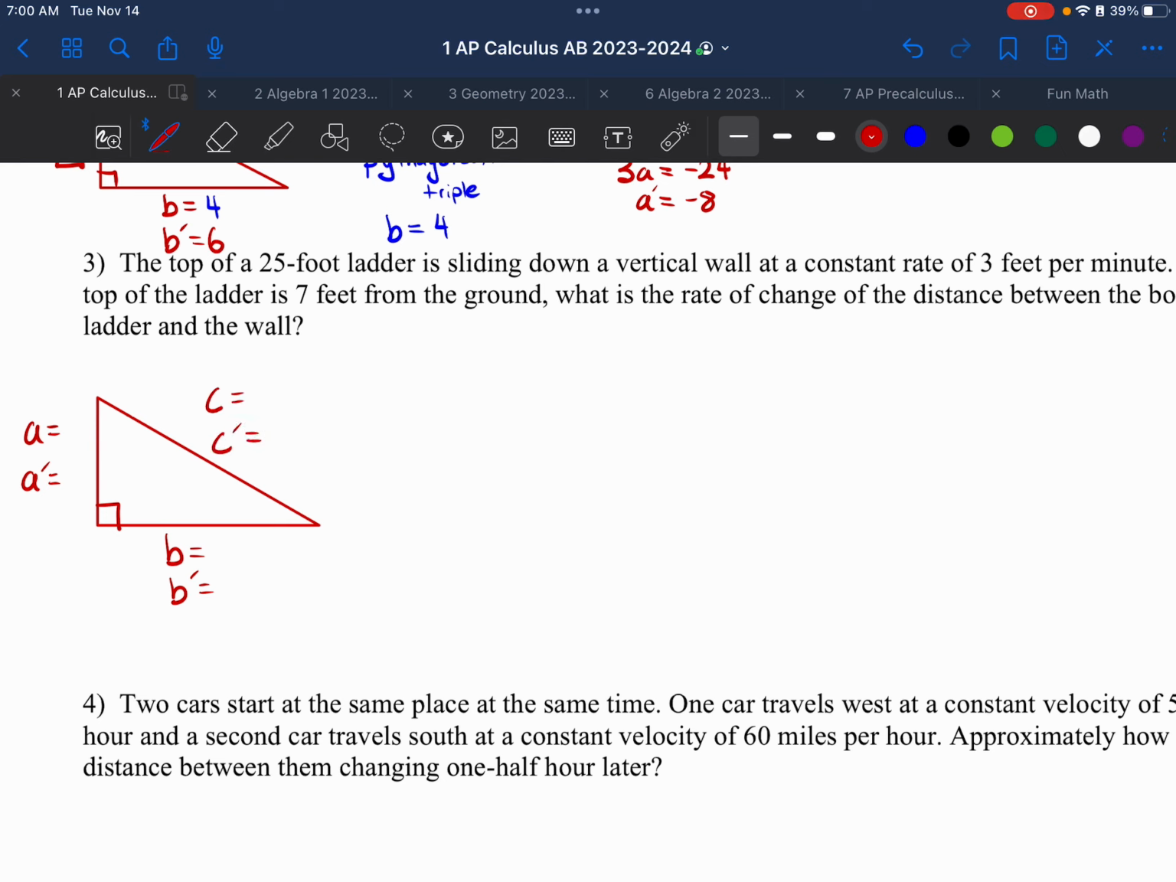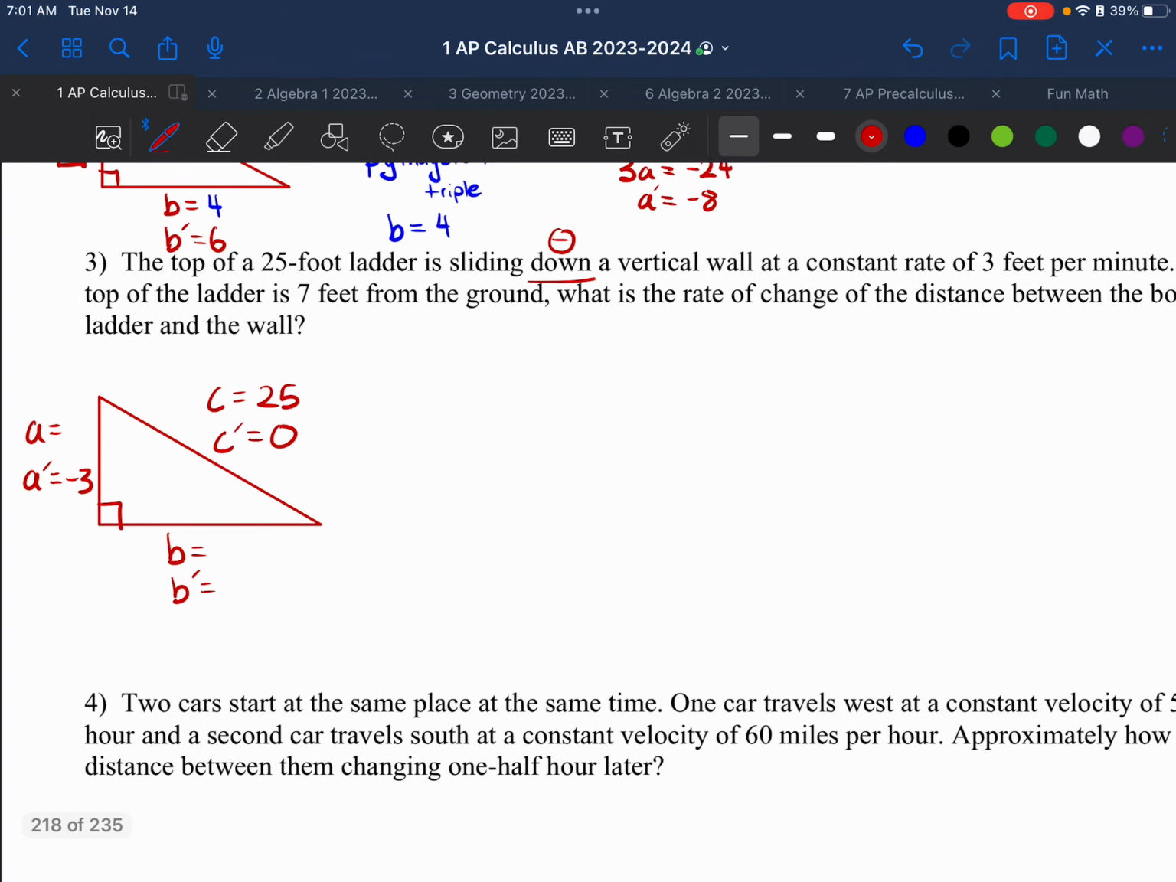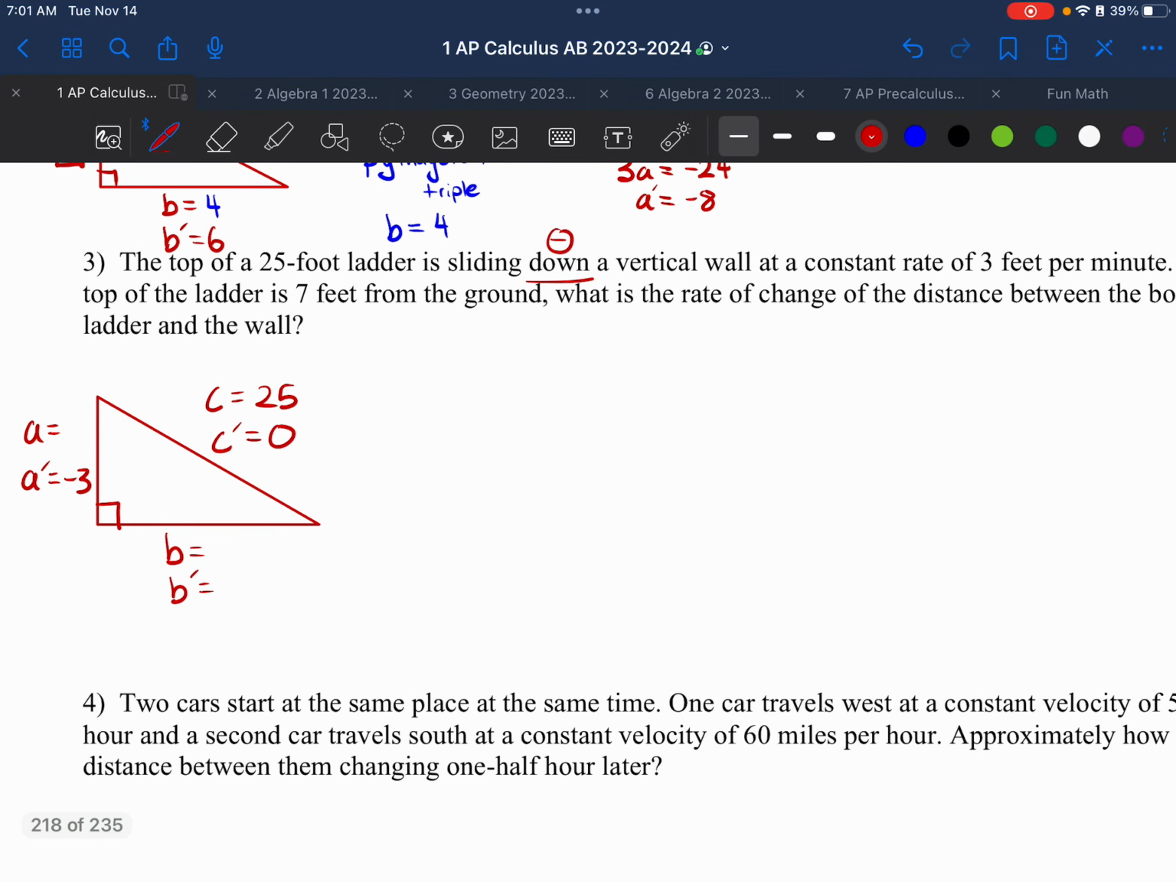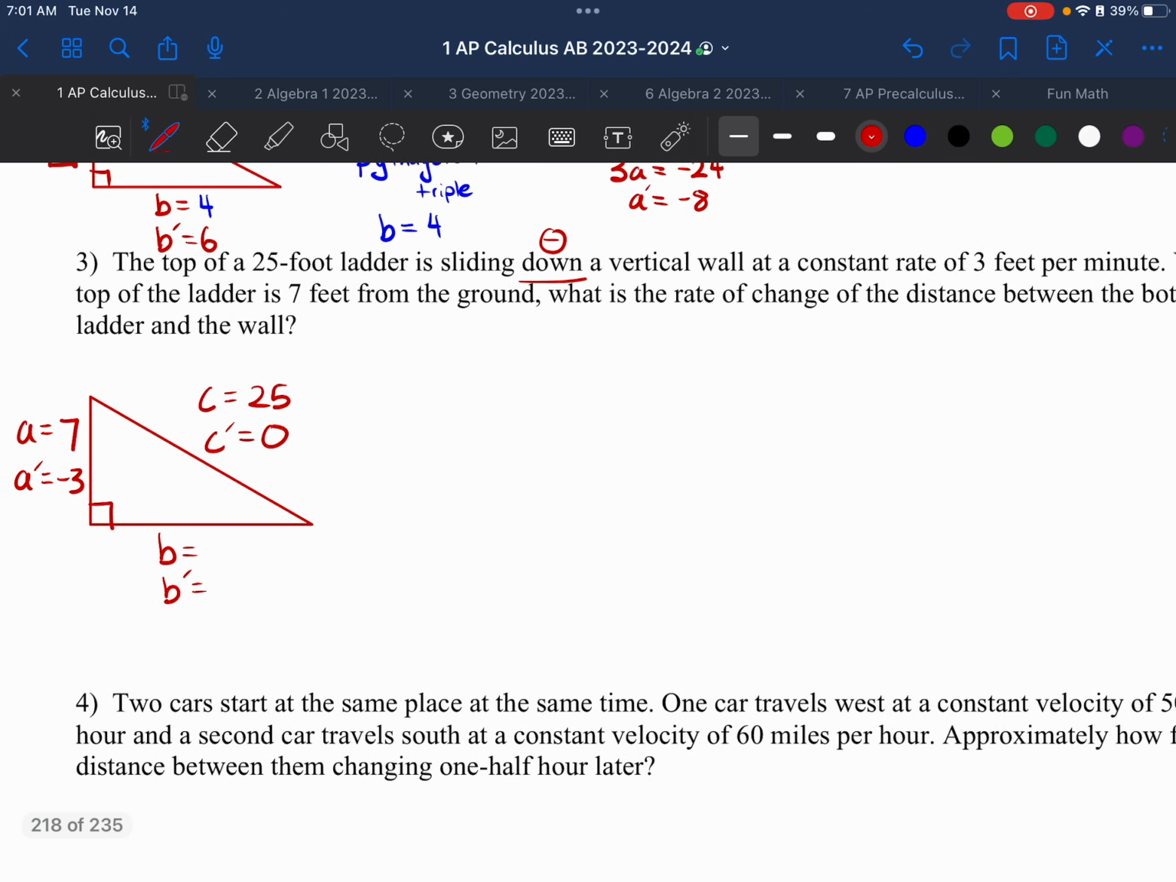Okay, scavenger hunt, go. 25-foot ladder, therefore 25 is C, and I'm guessing the 25 is not changing, so C prime is 0. It's sliding down, so that's a negative word. A vertical wall, and that's a rate of 3. So I'm going to say that's negative 3 for A prime. When the top of the ladder is 7 feet from the ground, so the top of the ladder is A, so it's 7. What is the rate of change of the distance between the bottom of the ladder and the wall?